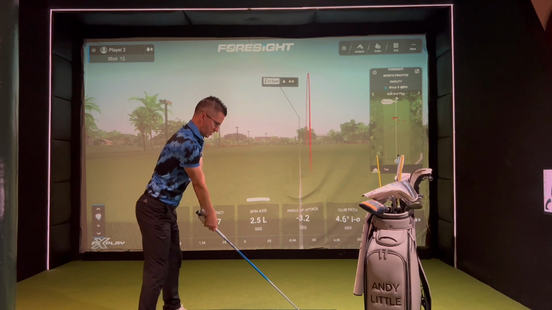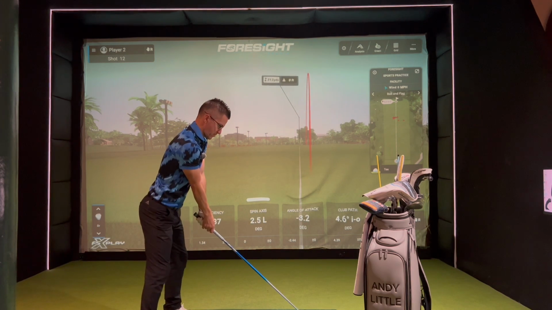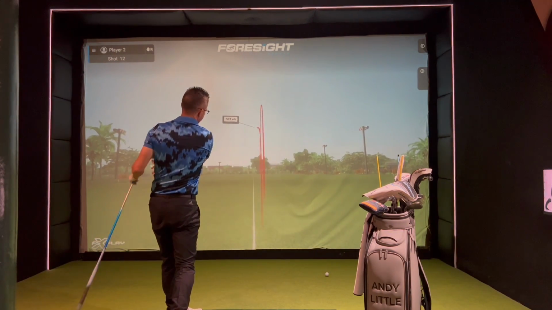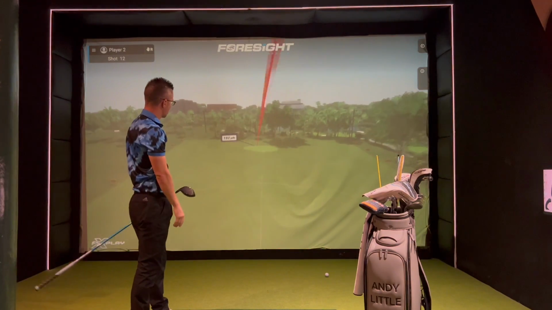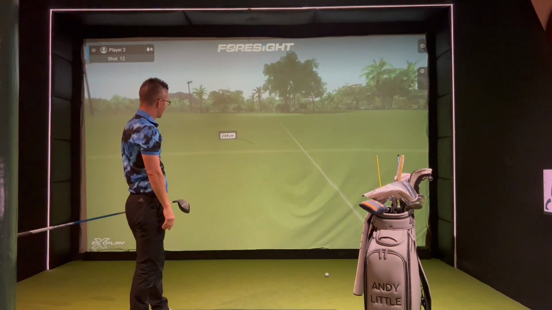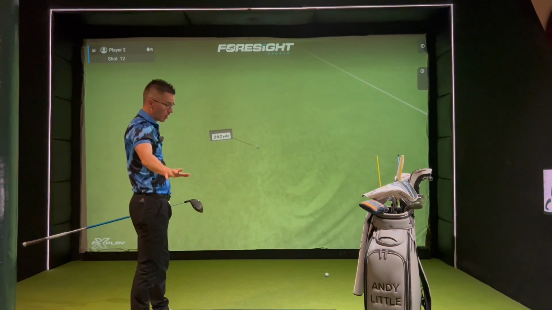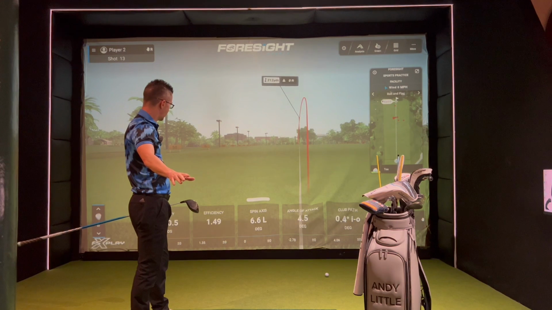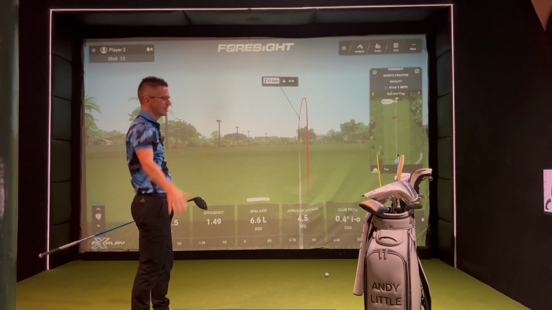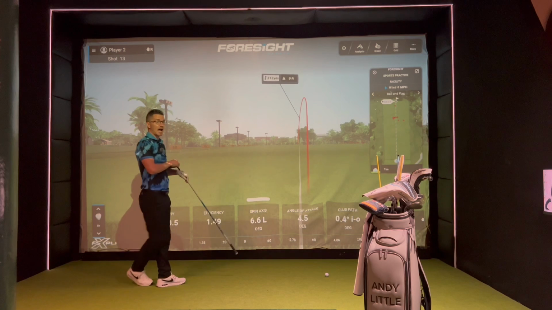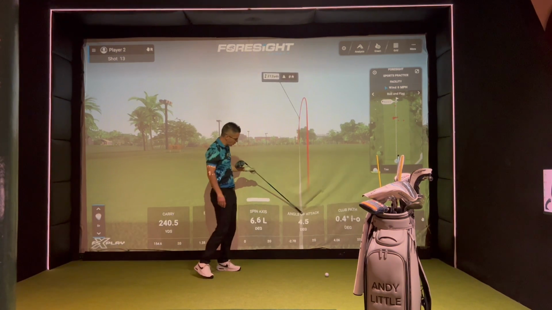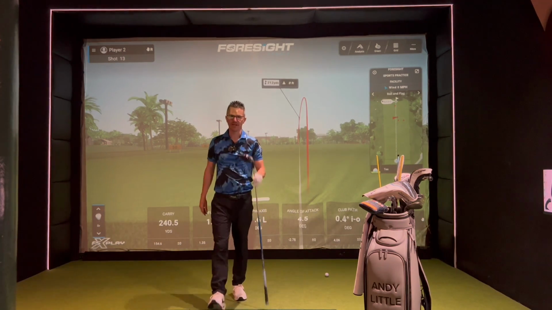Let's finish the series on a booming little drive. Well, I'll take that as a drive. I'd like to know how many data points I'm going to achieve. Got 3 again. So I really did hit that out of the middle. 1.49. Spin was slightly too much. Good positive angle of attack. Club path was nice and 0.